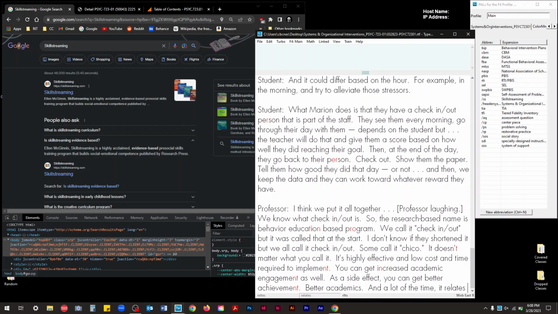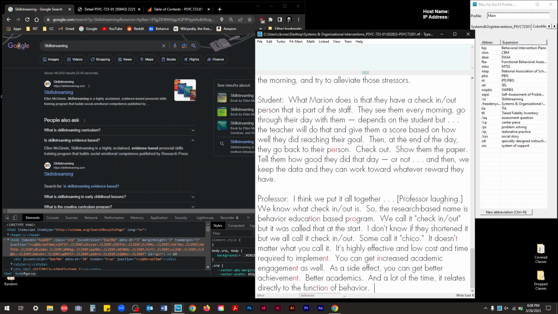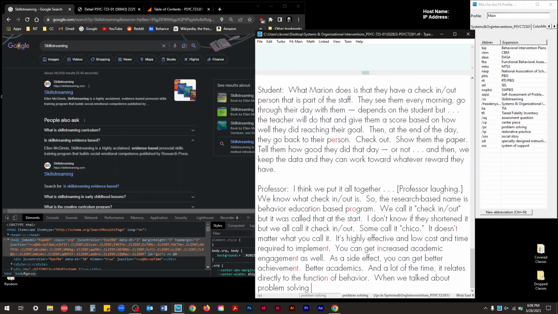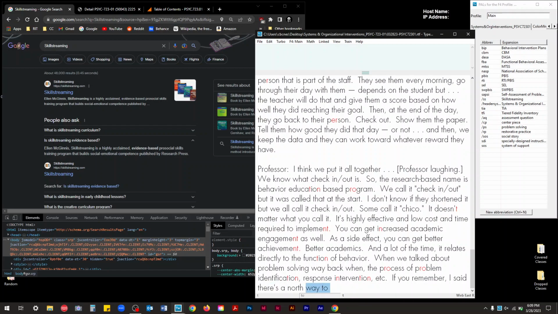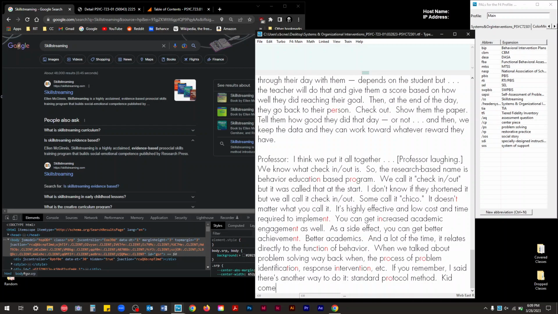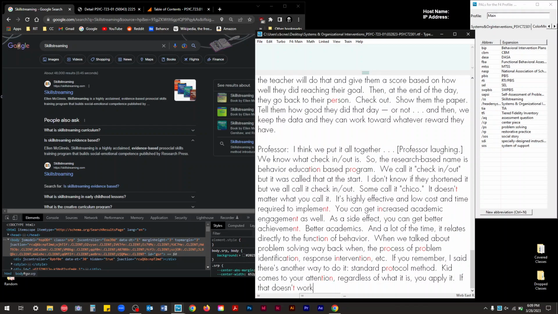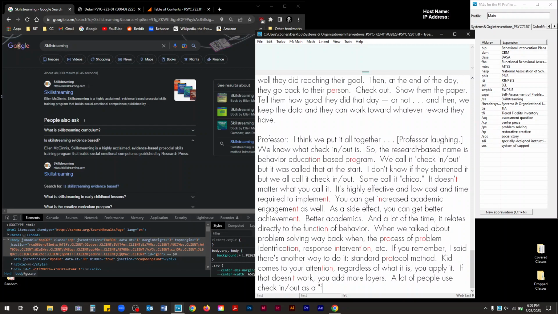So when we talked about problem solving way back when, that process of problem identification, hypothesis development, intervention development, and then response to intervention, that's the problem solving model. And I mentioned, if you remember, that there's another way to do it, and that's the standard protocol method of problem solving. So a kid comes to your attention, you apply the intervention. Doesn't matter what it is, you're going to apply it. It's a standard protocol. This is what we do. If we see that doesn't work, then we add more layers and more layers. And a lot of people do use check in, check out as that first defense, that first protocol that you apply to any type of behavior related problem.